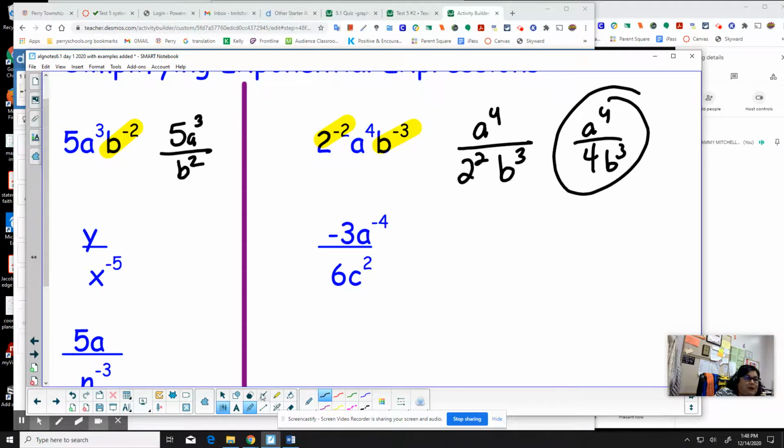Okay, so here I've got an unhappy one in the denominator, or in the bottom bunk, so I'm going to move him to the top. So x to the 5th, and y was happy where it was, and he stayed up top.